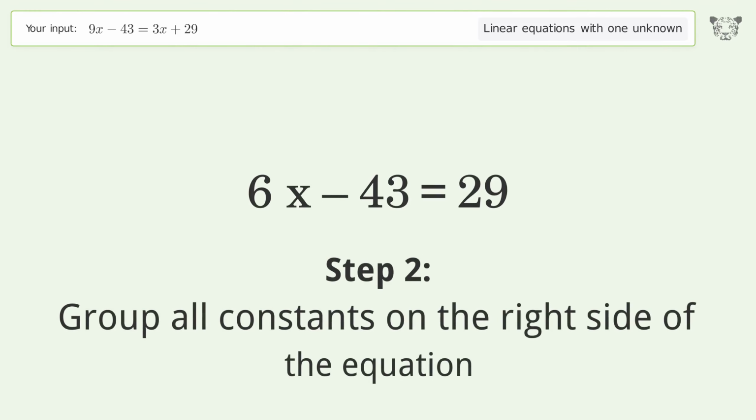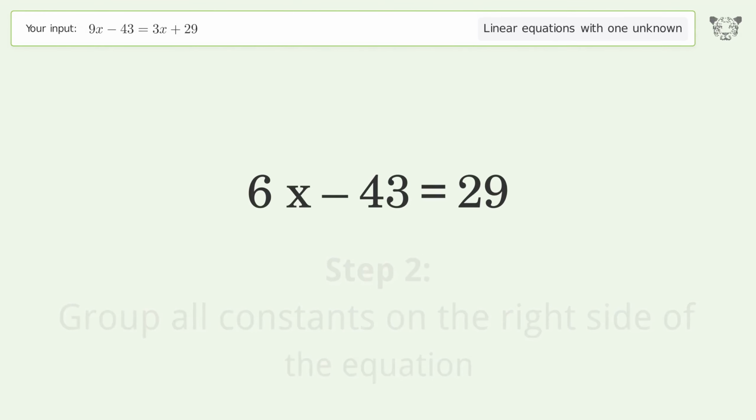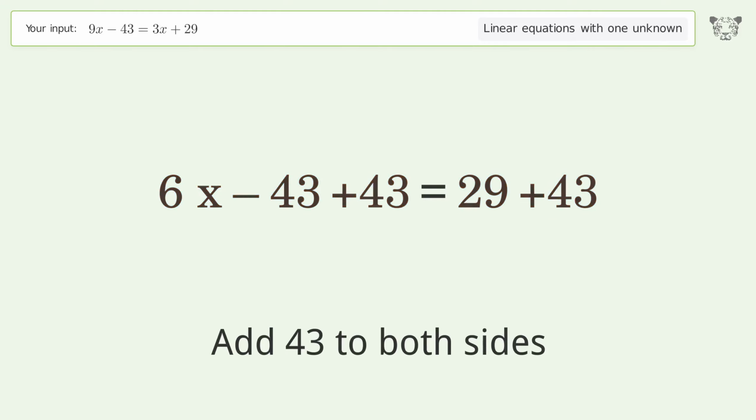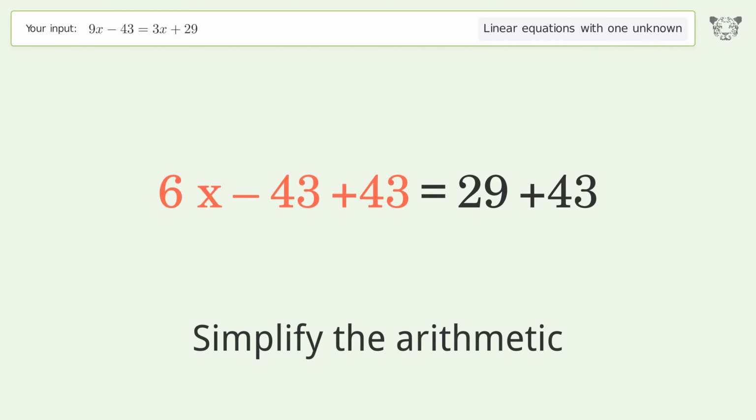Group all constants on the right side of the equation. Add 43 to both sides. Simplify the arithmetic.